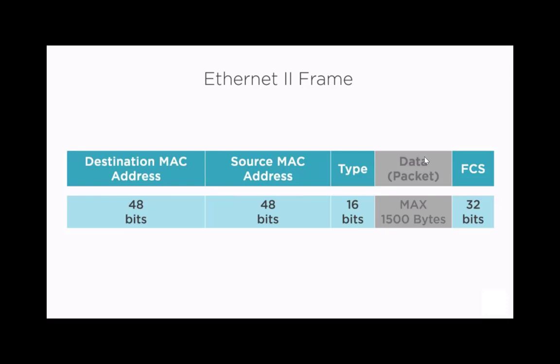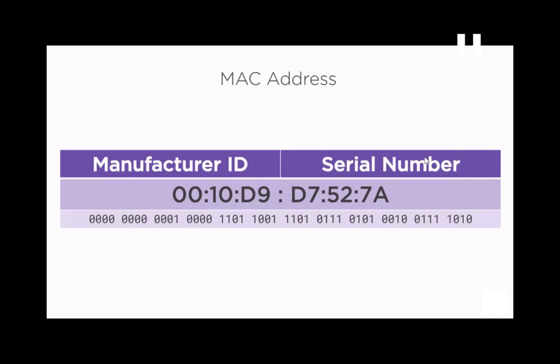So what is a MAC address? Basically, every device in the world communicates with another device with the help of a MAC address. A MAC address is basically a hexadecimal value of 12 digits. So this is the composition of the MAC address. The first 6 digits represent the manufacturer ID, and the other part represents the serial number.